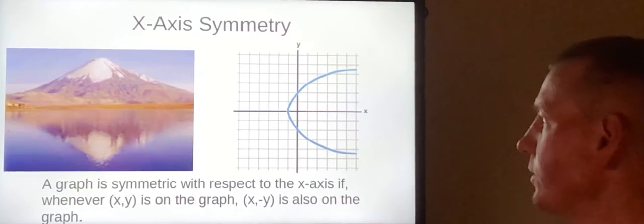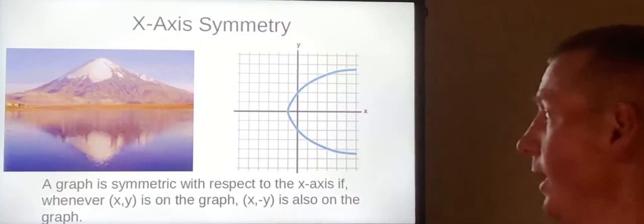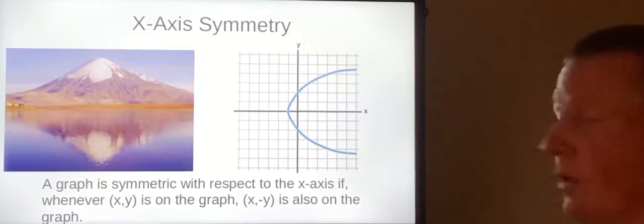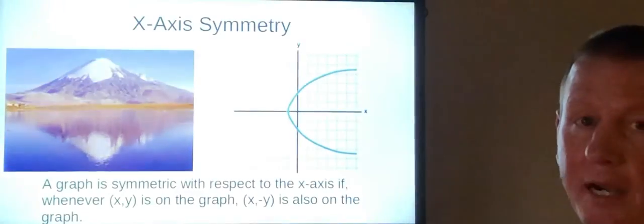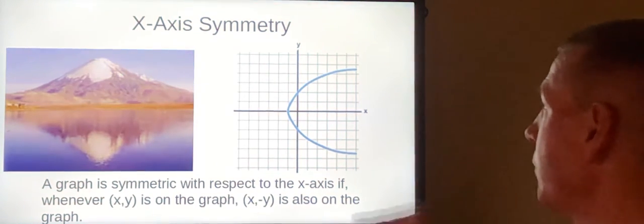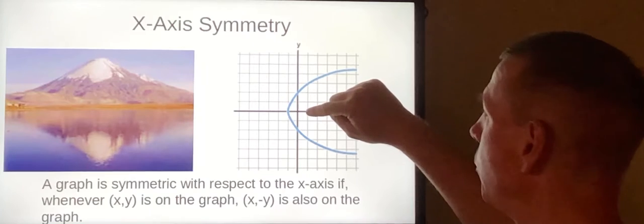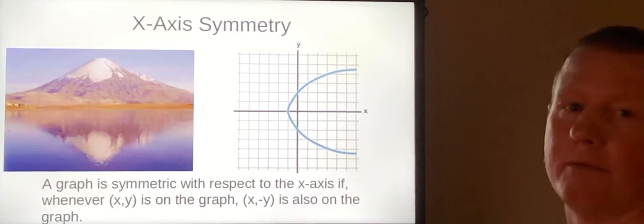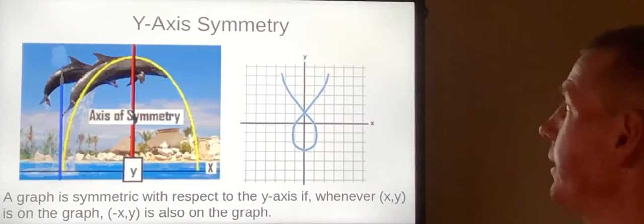So we say a graph is symmetric with respect to the x-axis if the point (x, y) is on the graph, there's also a point (x, negative y) on that same graph. So, if I were to pick a random point, this point (1, 3), the point (1, negative 3) would also be on the graph. Okay, let's take a look at what y-axis symmetry looks like.